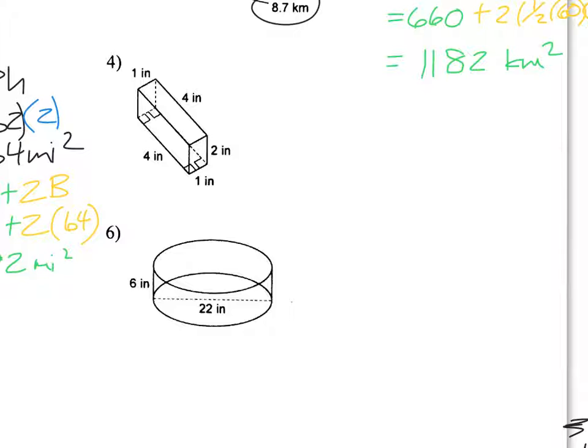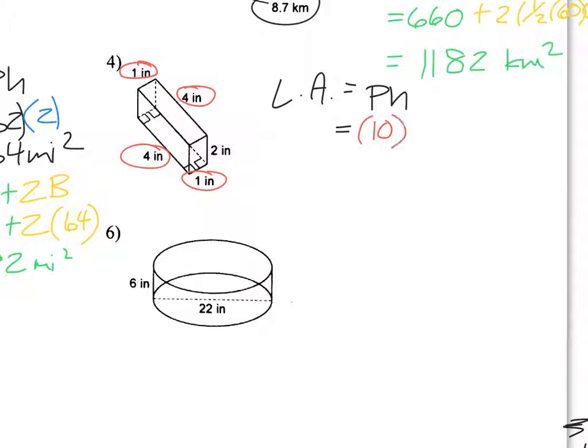Perimeter. So lateral area is perimeter times height. So perimeter here, take all the sides, that's 1, that's 4, that's 1, that's 4. So perimeter, I'm going to add all those together, so that's going to give me 10 times height, which is the 2. So lateral area is 20 inches squared.